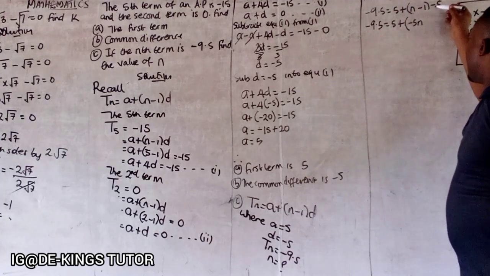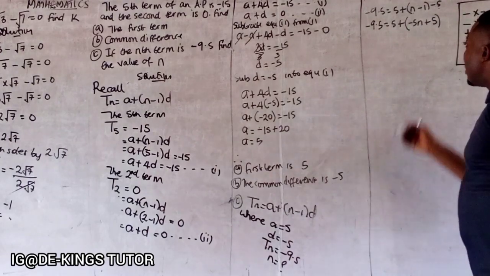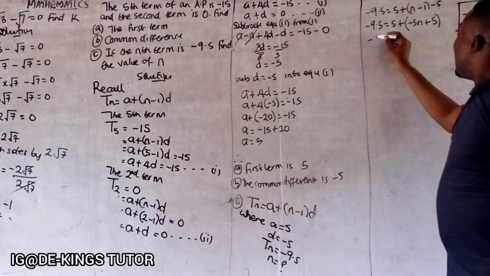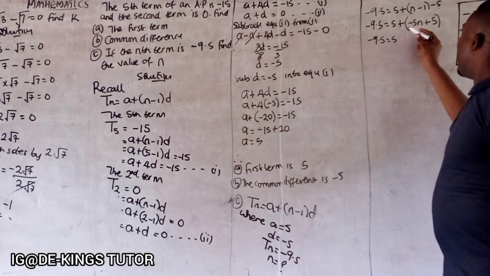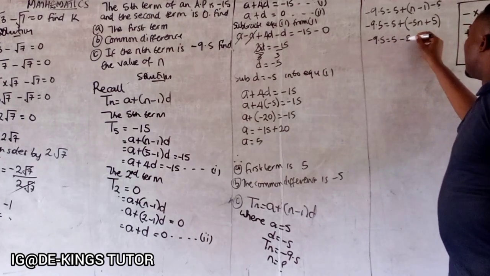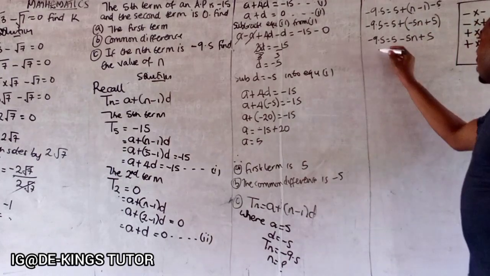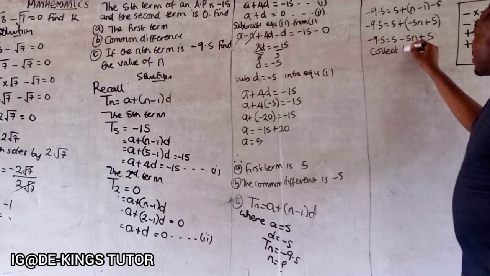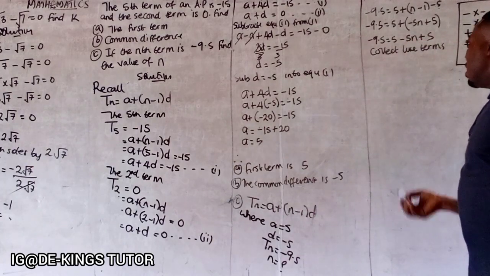So if we simplify, we'll have minus 9.5 equals 5 plus minus 5 times n is what? Minus 5n. And minus times minus is what? 5 times 1 is what? 5. Okay. So from here now, if we simplify, we have minus 9.5 equals 5. Now we open this bracket, and plus times minus is minus 5n, and plus times plus is plus 5. So from here now, we collect like terms. Those with n one side, those without n the other side.